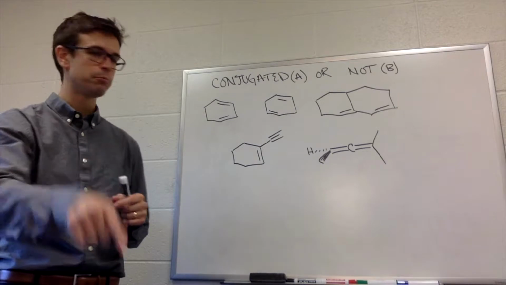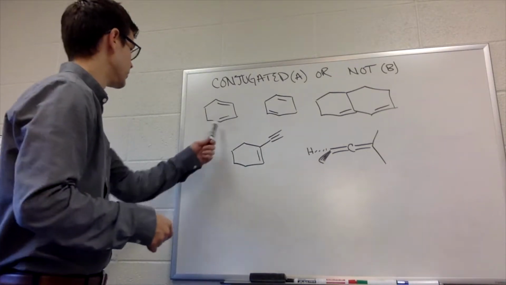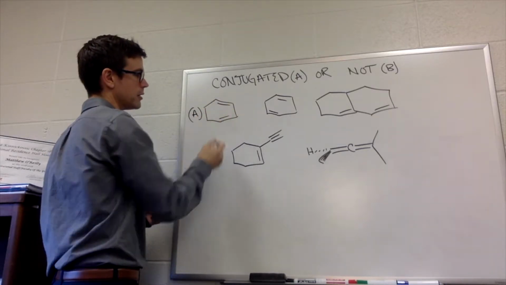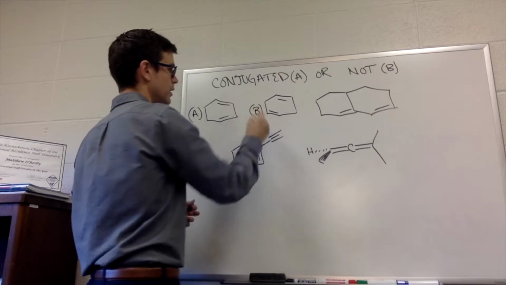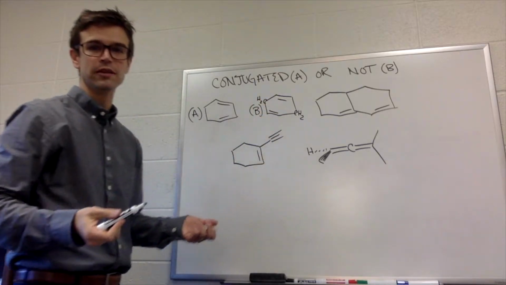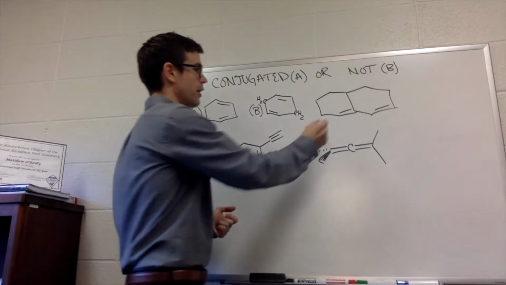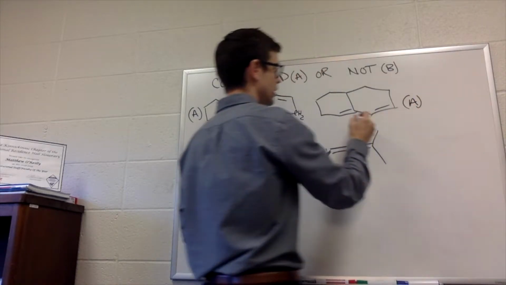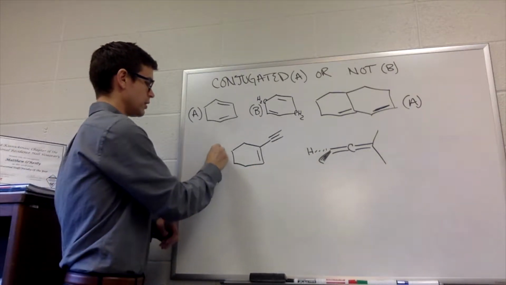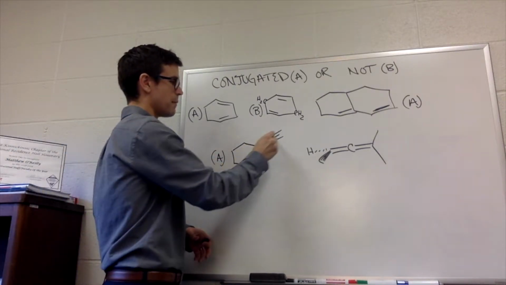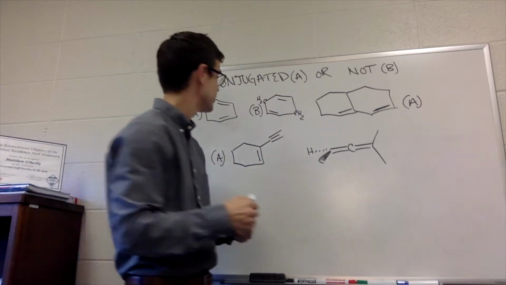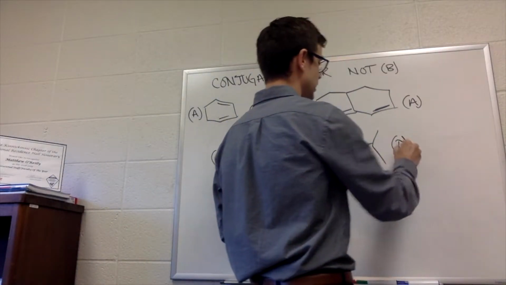Okay, this one is conjugated. Overlap of those two pi bonds. This one is not. It's got a CH2 here, CH2 here. Both of those are sp3 hybridized. They break up the conjugation. This one is conjugated. This bond is overlapping with this bond. This one is conjugated. This pi bond is overlapping with one of these pi bonds. And lastly, the one that's a tricksy little hobbit is not B.